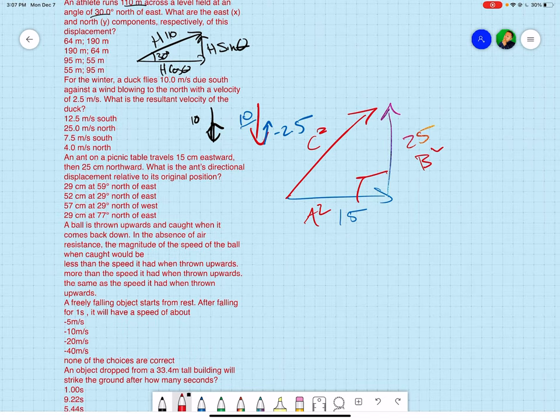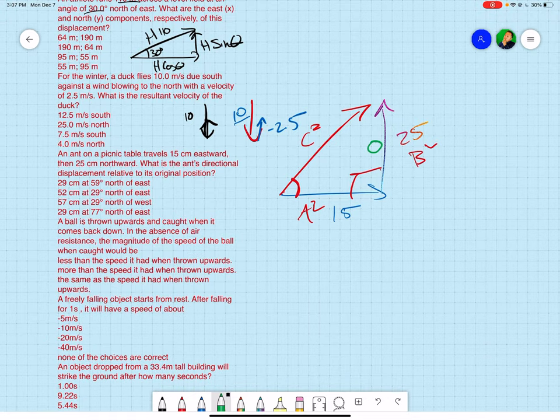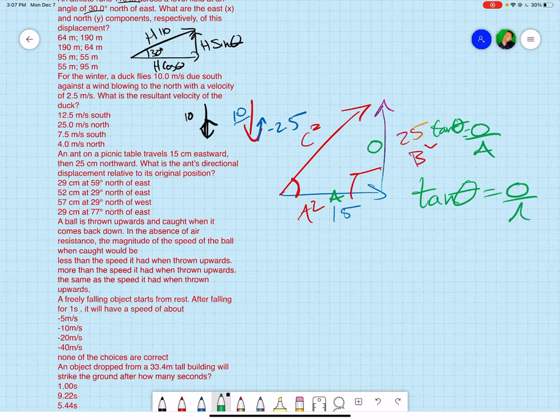And then you need the angle. The angle, if you see, this is the angle they want right there. So that means this is the opposite side. This is the adjacent side. If you know your SOHCAHTOA, O over A, that's tangent. So tangent of the angle is equal to opposite over adjacent. I'm going to rewrite over here. Tangent theta is equal to opposite over adjacent.